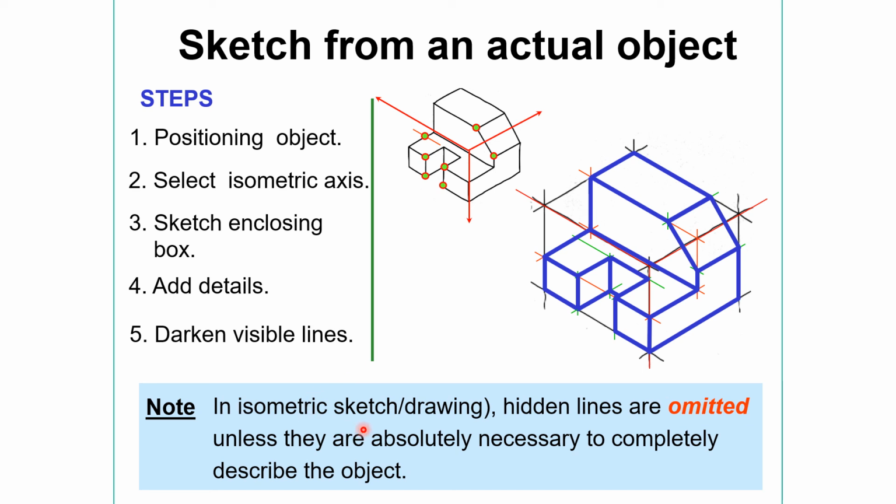In an isometric sketch or drawing, hidden lines are omitted. Now you have seen we didn't draw any hidden lines, and even if there seems to be a need, we do not draw hidden lines in the 3D object. Hidden lines are omitted unless they are absolutely necessary to completely describe the object. So 99.9% of the time there is no need to draw hidden lines.